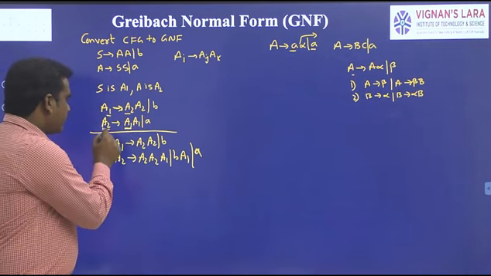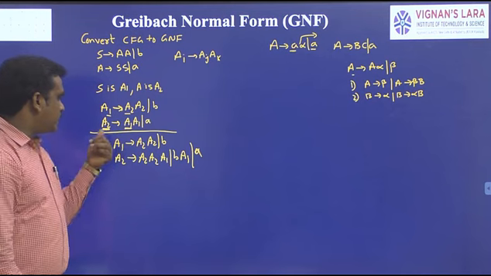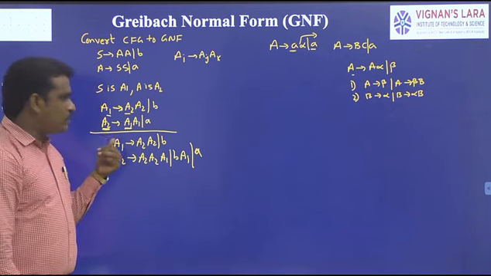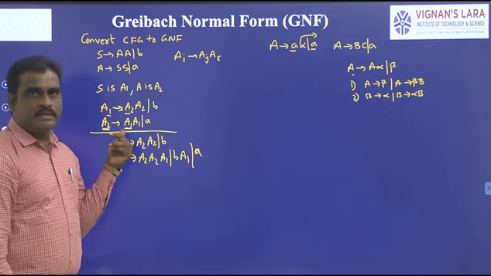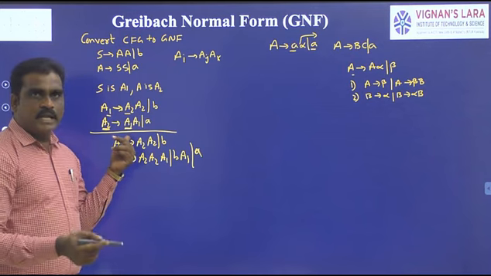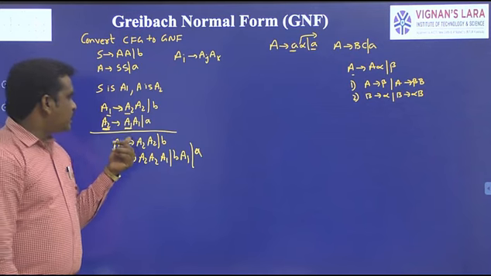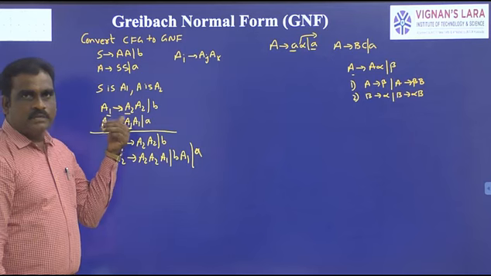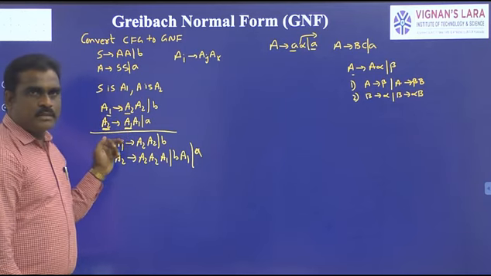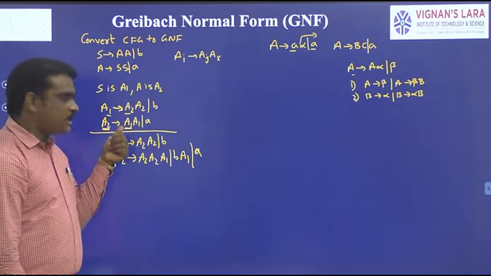Here we have checked the condition. The i value is 2 and the j value is 1. You have to check whether i is greater than j or not. Suppose in this case the condition fails, then we write the production as it is. But in this case the condition is true.